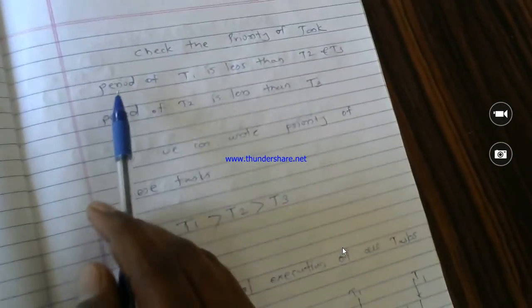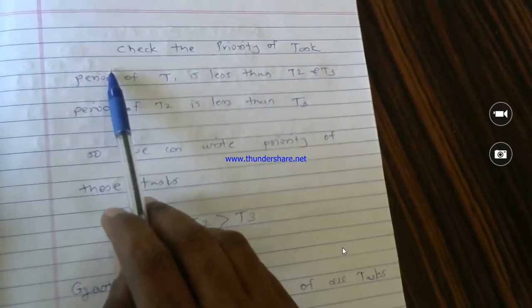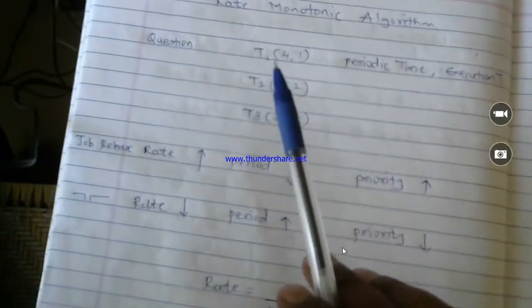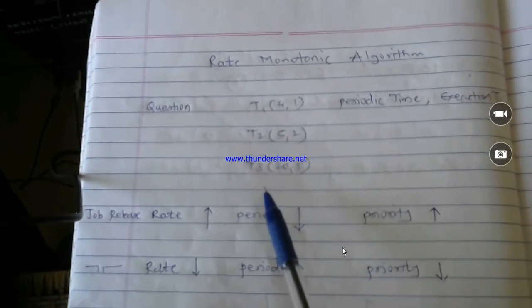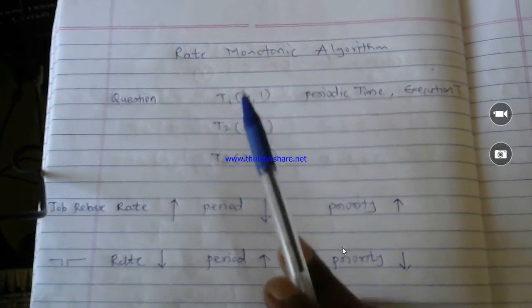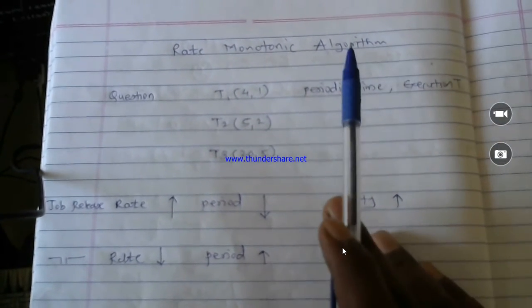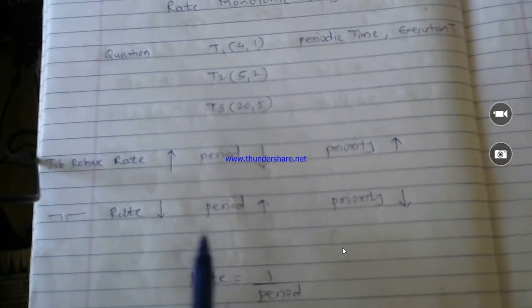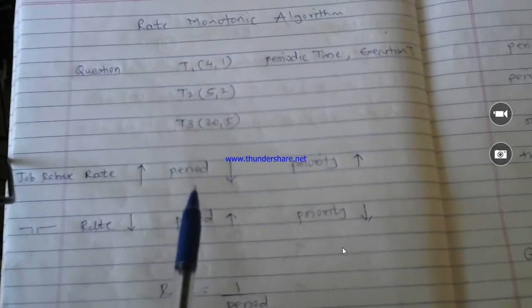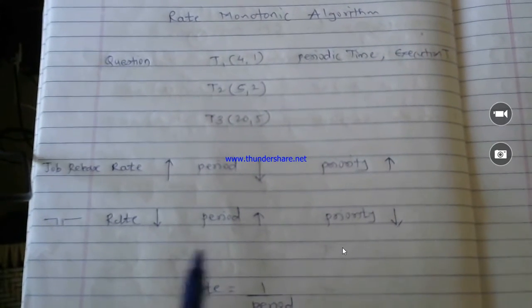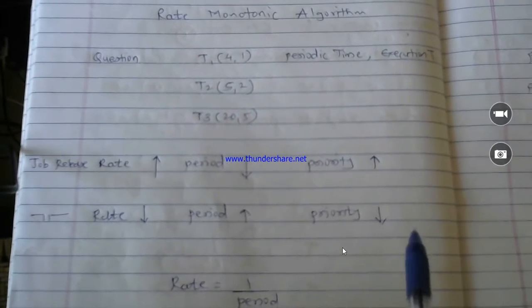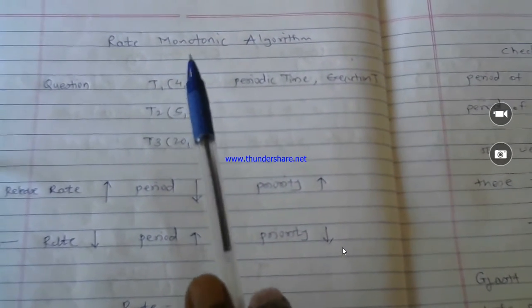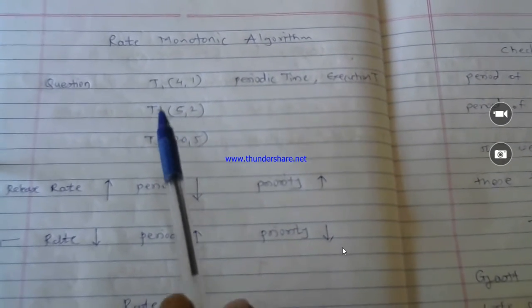Let's move towards our example. Check the priority of the tasks. Using these figures, we have to solve what exactly the rate monotonic algorithm is. The rate monotonic algorithm is defined with the help of these two lines: rate high, priority high; rate low, priority low. Consider these figures with respect to task 1, task 2 and task 3.